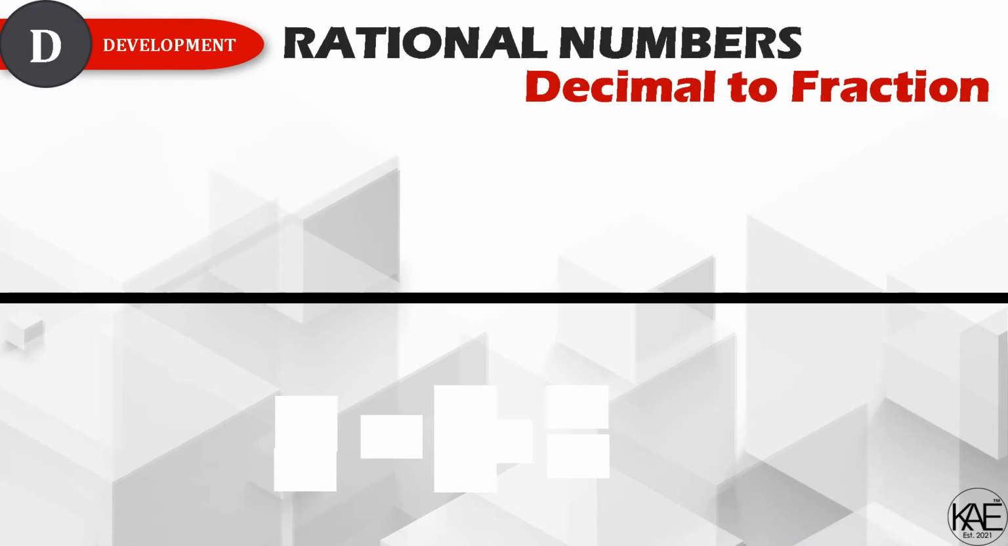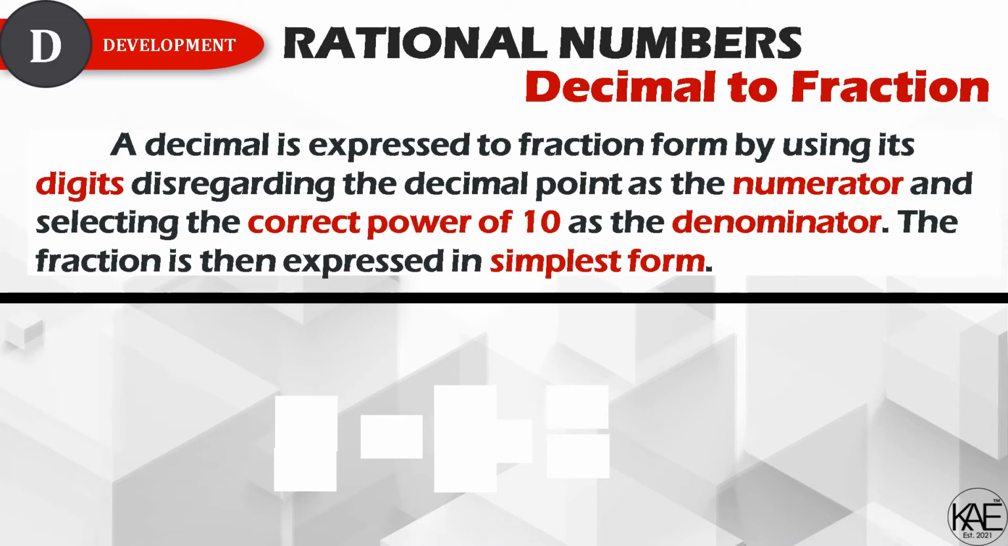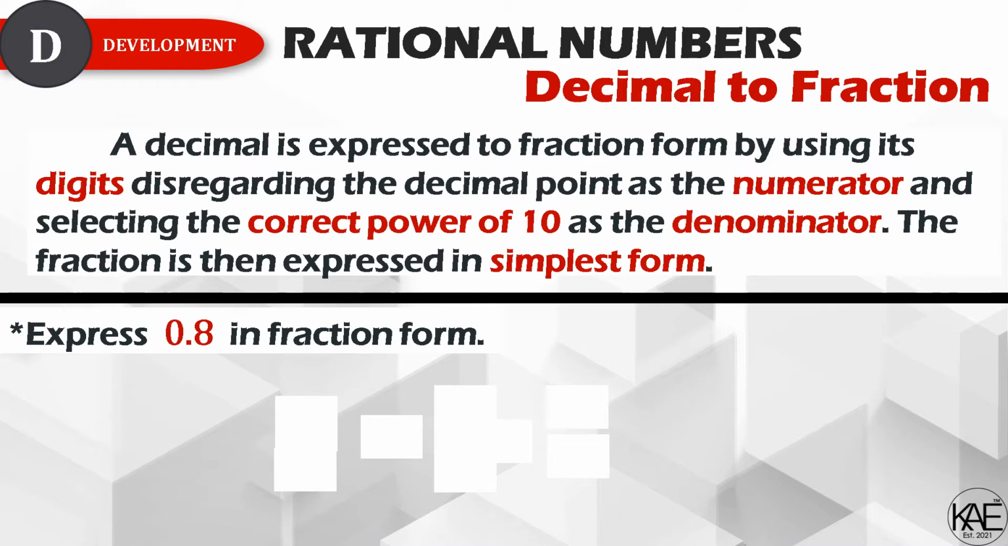Now let us try changing decimal into fraction form. A decimal is expressed to fraction form by using its digits, disregarding the decimal point, as the numerator and selecting the correct power of 10 as the denominator. The fraction is then expressed in simplest form. For example, express 8/10 in fraction form.